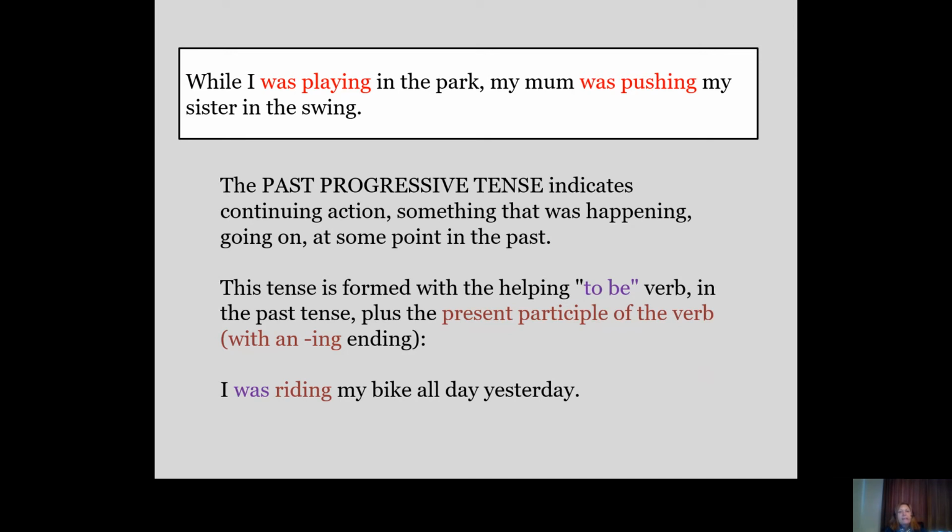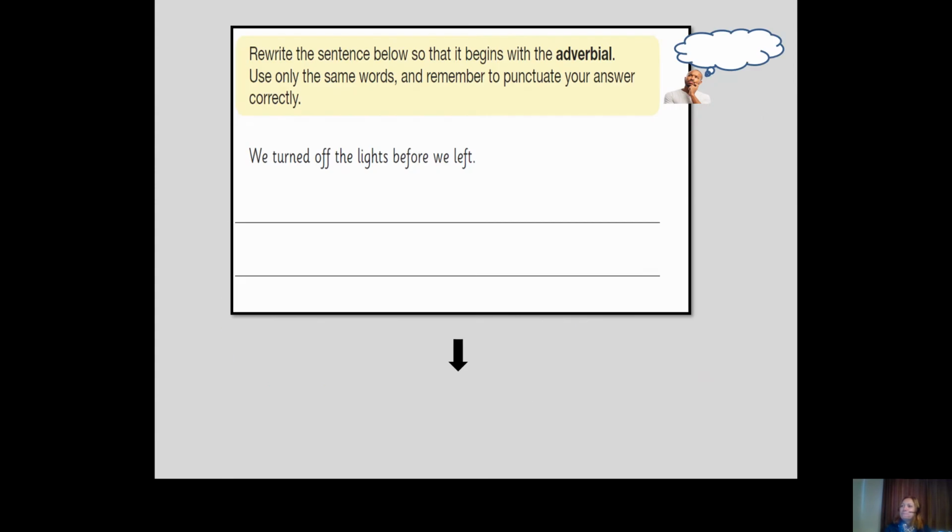Was pushing. Okay, the tense is formed with the helping verb to be. That's where was comes in. In the past tense, with the present participle of the verb with an ing ending. So riding, playing, pushing. Okay. They're taught all of this. This is just an introduction. Remember, they're taught all of this. But hopefully, if they said to you, we're doing past progressive, what is it? You could come back to these videos and it might help.